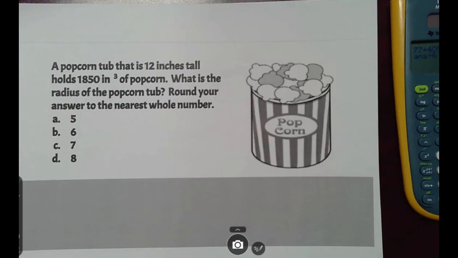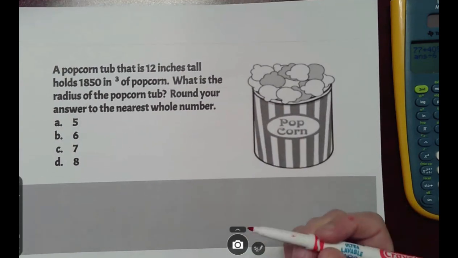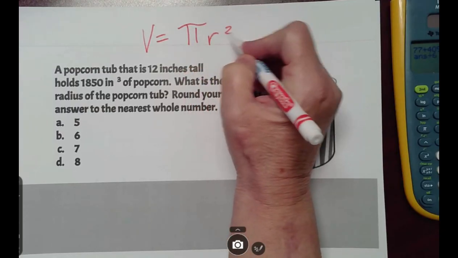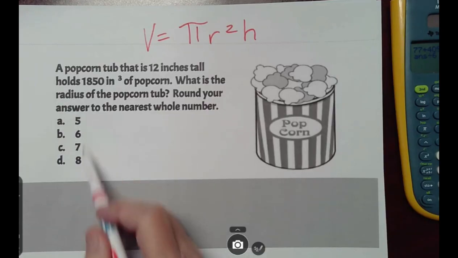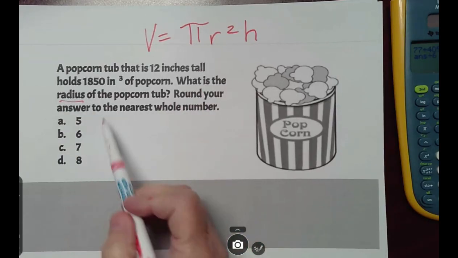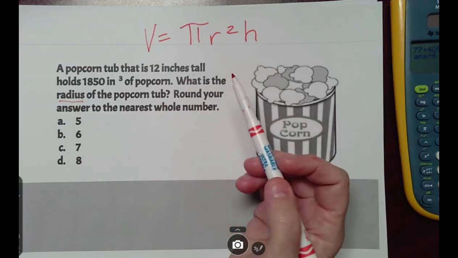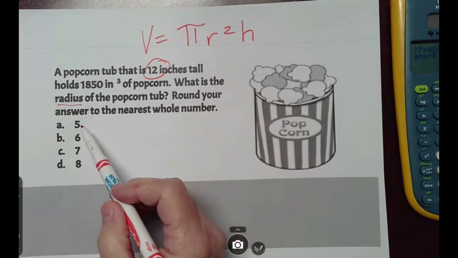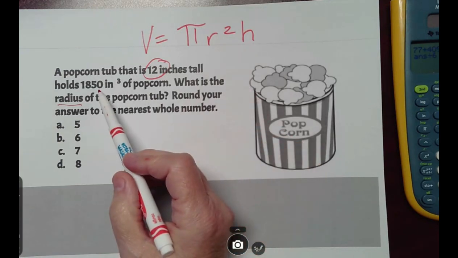The first thing we would have to do is look at the formula sheet and find the formula for the volume of our popcorn tub, which is a cylinder. On the formula sheet, volume equals pi r squared h. We're going to take each of these. Each one of these numbers represents a radius. We know pi always, and they have told us the height is 12. So we're going to take each of these numbers, put it in our formula, and see which one gives me the closest number to 1,850.